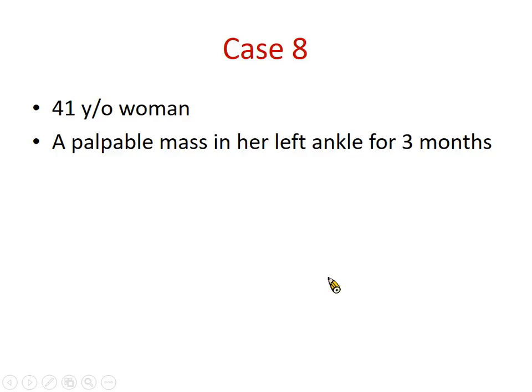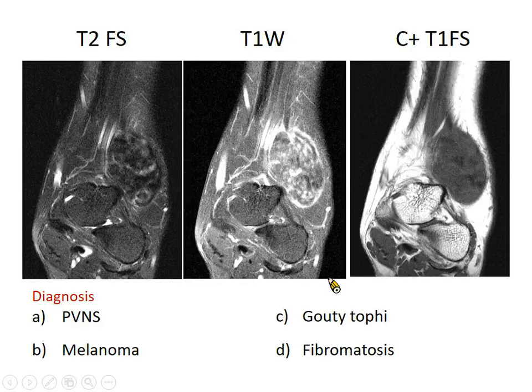Synovial sarcoma, monophasic type. Last 2 cases, 41 years old woman, palpable mass in her left ankle for 3 months. Okay, that could be more typical. Here we can see the T2 fat-suppressed image with low signal intensity mass, T1. I think this could be T1 with Gad. This is T1. So with some degree of enhancement.